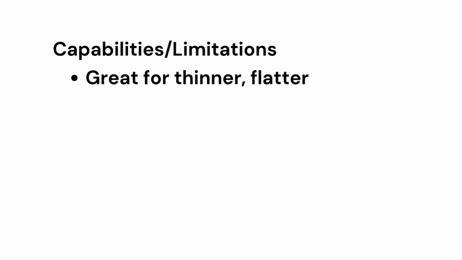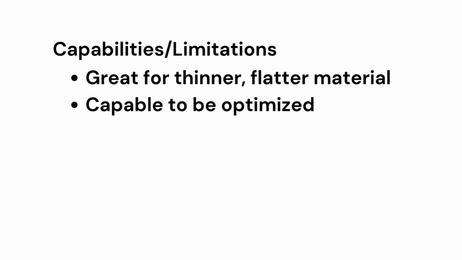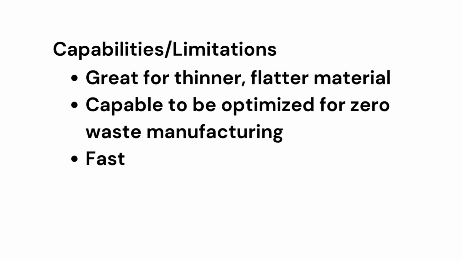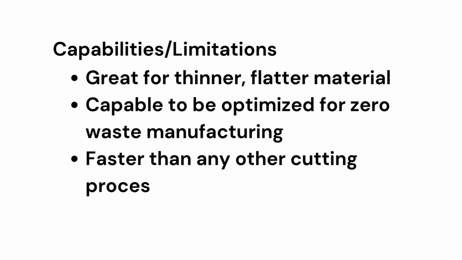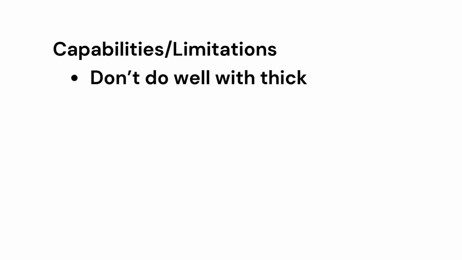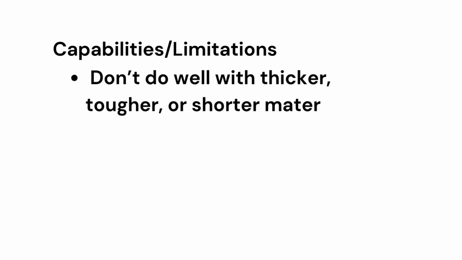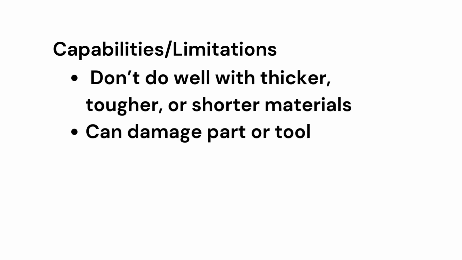Capabilities and limitations. Shearing, blanking, and punching processes are great for thinner, flatter material. These processes are capable of zero waste, as the full area of the material can be used or recycled. Shearing processes are also faster than any other cutting process, making them very efficient. These cutting processes, however, don't work for thicker materials, harder materials, or shorter lengths of materials, and can damage the tool or part if misaligned.